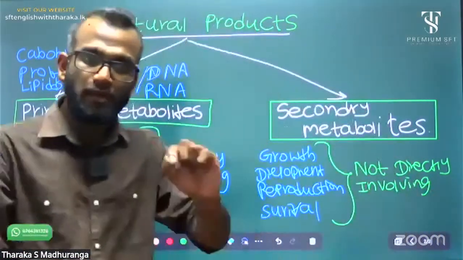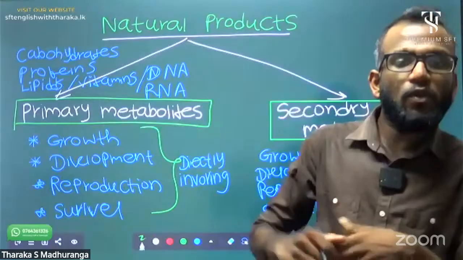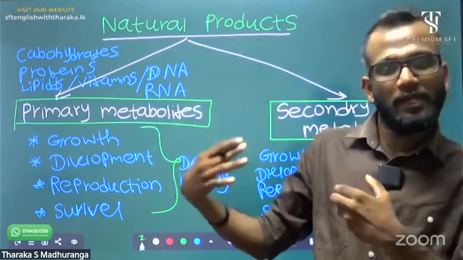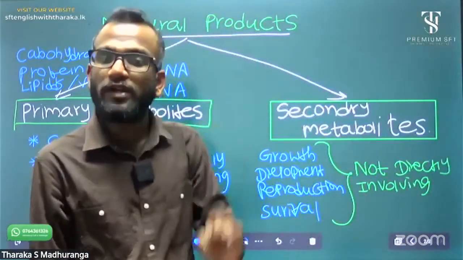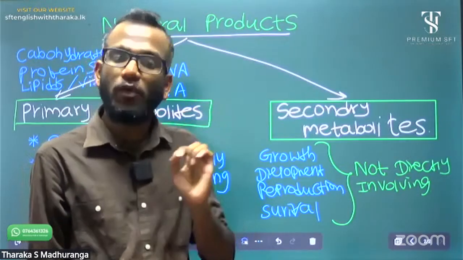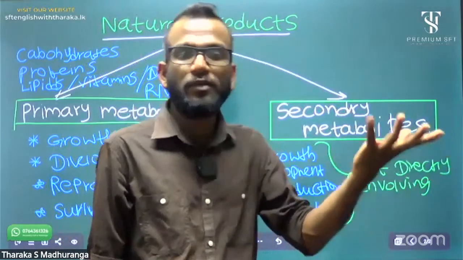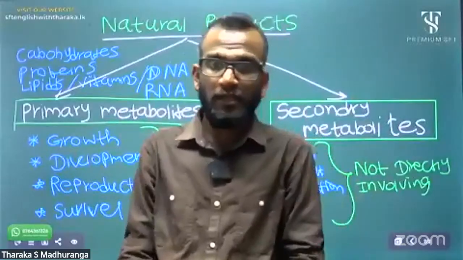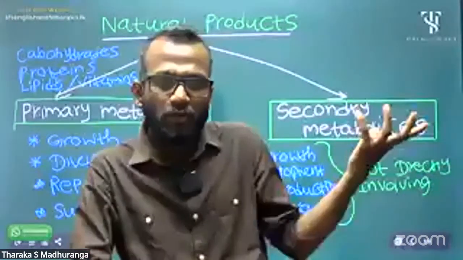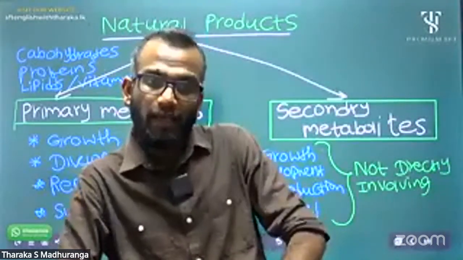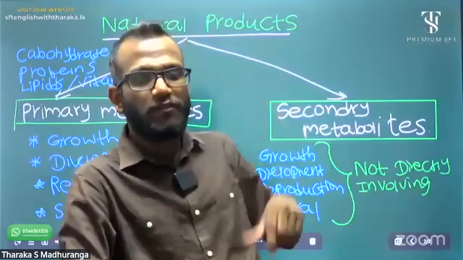Remember, primary metabolites are produced by all organisms, and they utilize them for their growth, development, reproduction, and survival. Secondary metabolites are produced only by special organisms. For example, the cinnamon plant produces the secondary metabolite cinnamaldehyde. But a plant like mango does not produce special secondary metabolites. Mango plants and cinnamon both produce primary metabolites for their growth, development, and reproduction.